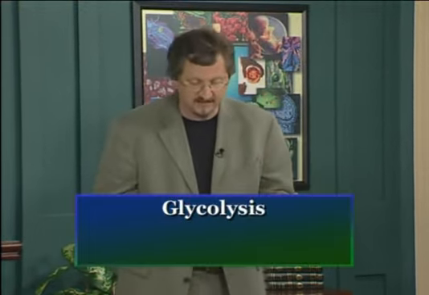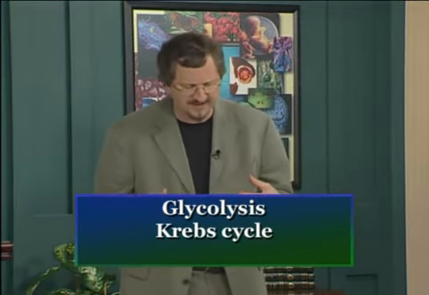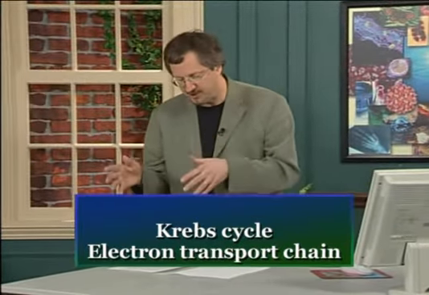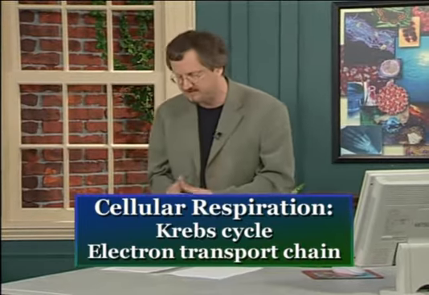Now, the complete breakdown of glucose to release the energy stored in this molecule involves three distinct sets of metabolic processes. These processes are referred to as glycolysis, the Krebs cycle, and a process referred to as the electron transport chain. Now, taken together, the Krebs cycle and the electron transport chain are referred to as cellular respiration because, as we'll see later, these processes require the presence of oxygen to run.